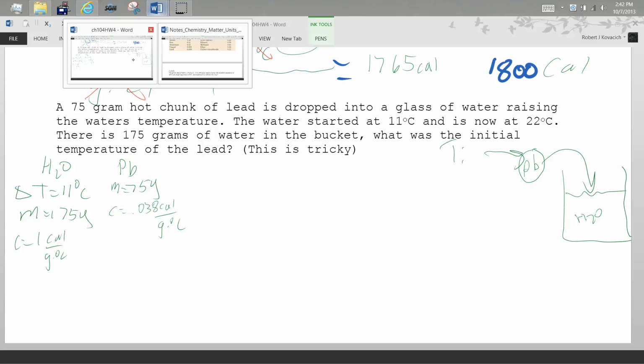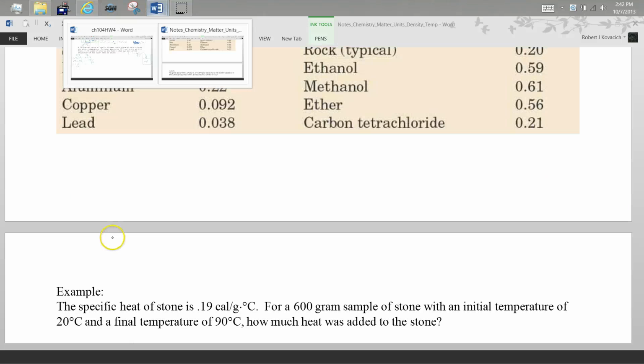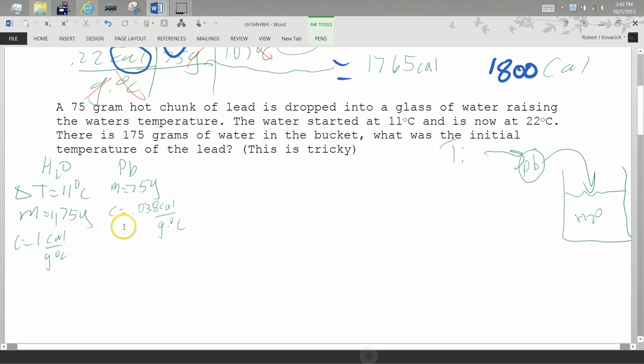I put a piece of hot metal in some water, and the water temp went up. Why did the water temp stop going up? Because they equaled each other. At 22 degrees, my lead and my water are at the same temp. So I know the final temperature of my lead, and that's going to be important. So my final temperature is 22 degrees for my lead. And I can calculate how much heat the water needed to increase its temp from 11 to 22.